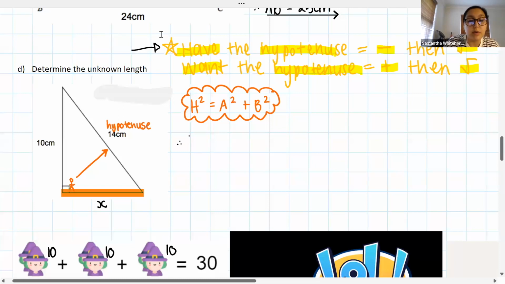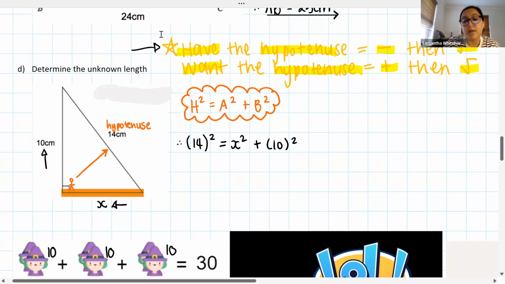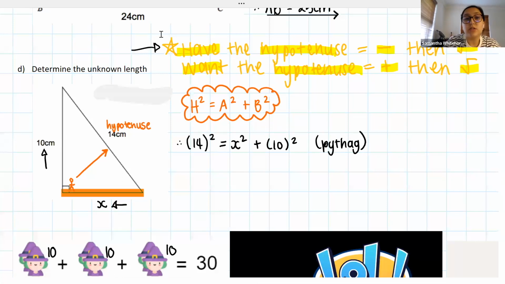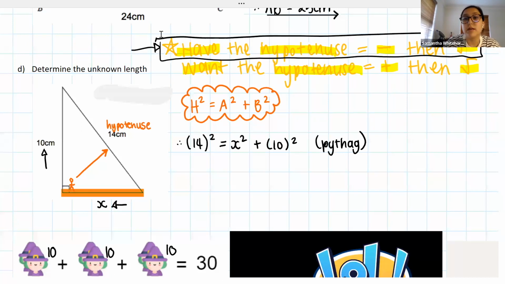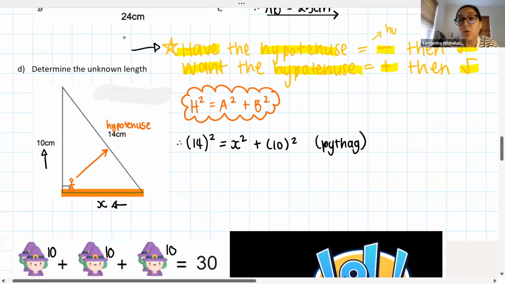So in this case, my hypotenuse, 14 squared, is equal to x squared, that's one of my sides, plus the second side, which is 10 squared. And this is all because of Pythag. Right, so according to our rule, if we have the hypotenuse, we're going to subtract and then square root. Now, guys, what's really important is that the subtraction is always hypotenuse minus the other side, always.